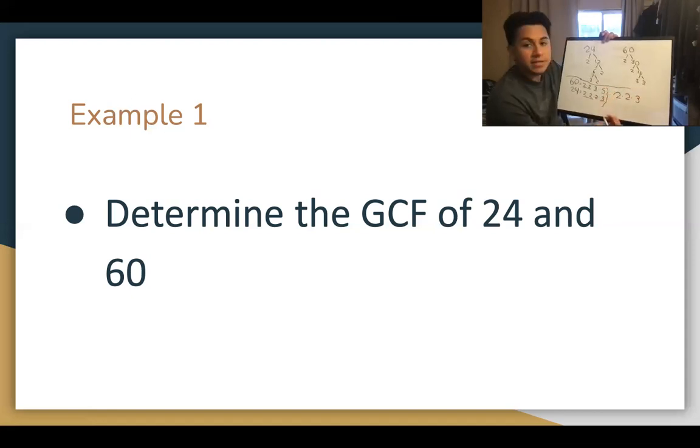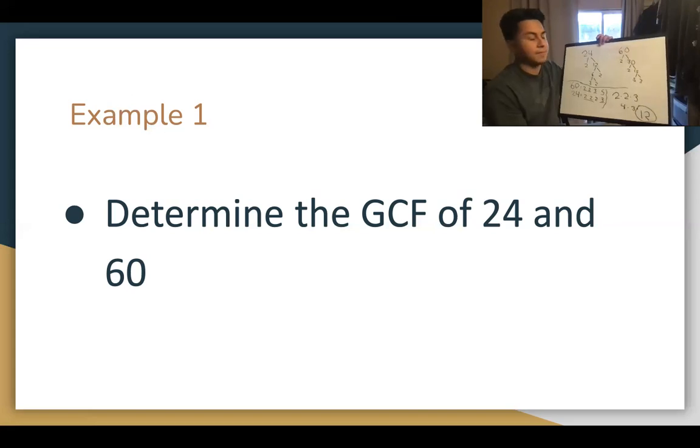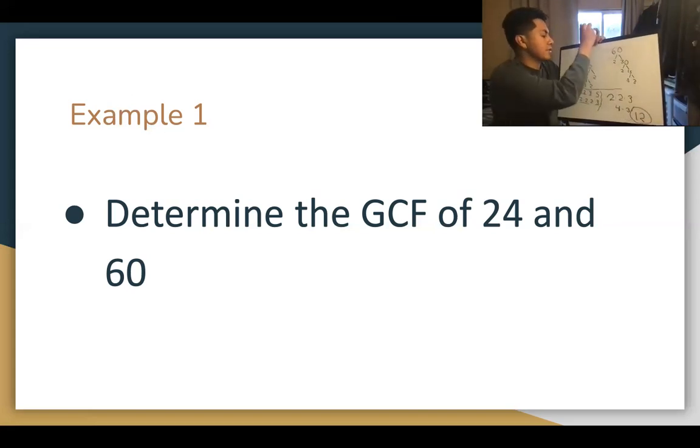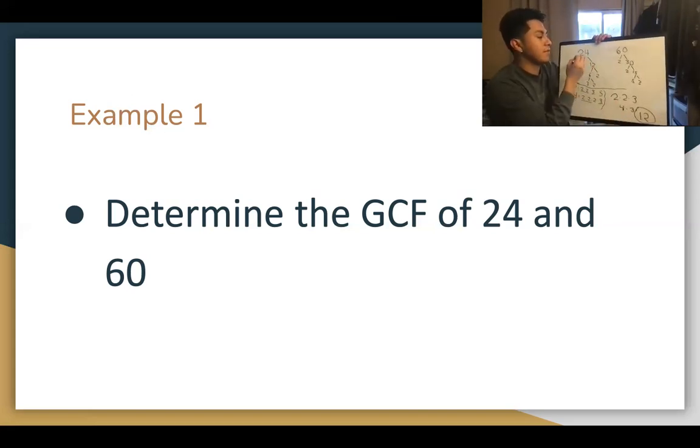So our final step in order to find the greatest common factor is to solve for this. 2 times 2 is 4. 4 times 3 is 12. And that is how we find the greatest common factor for both of these numbers. 12 is the greatest common factor for both 60 and 24.